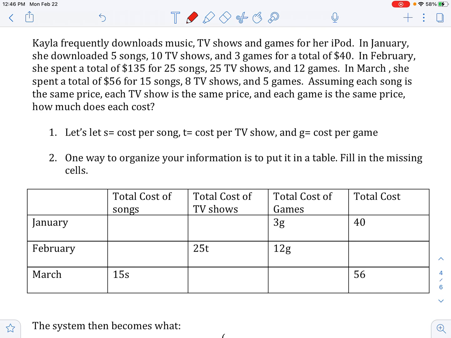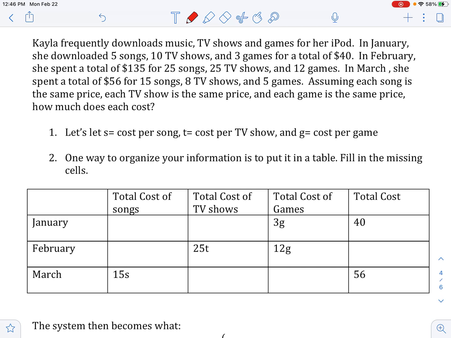So Kayla frequently downloads music, TV shows, and games for her iPod. Admittedly, this question is a little bit anachronistic. It's a little bit behind the times, but we'll keep going anyway.